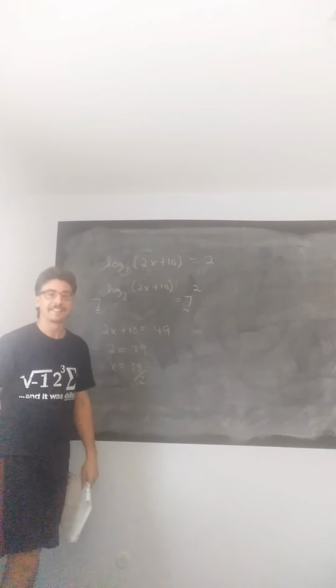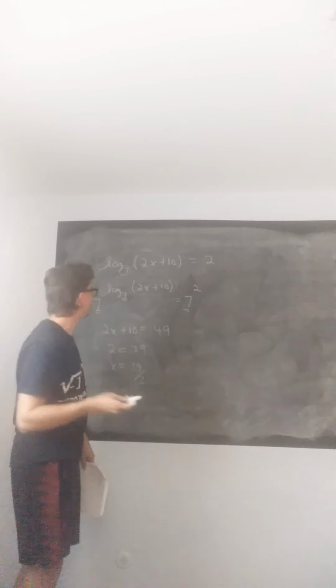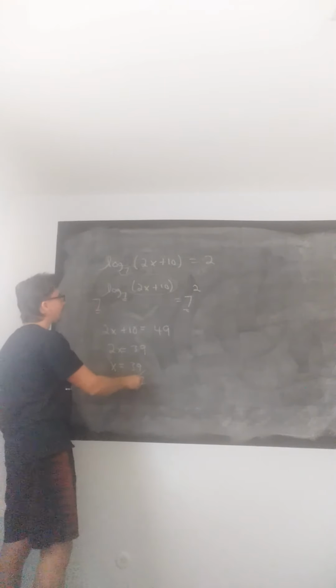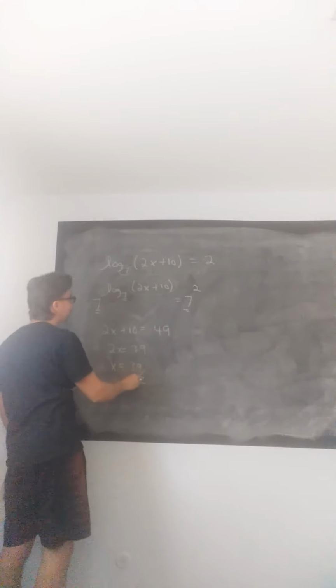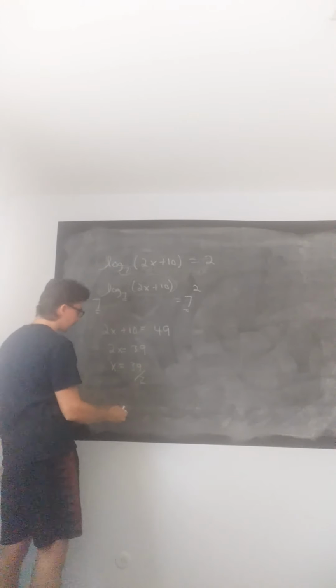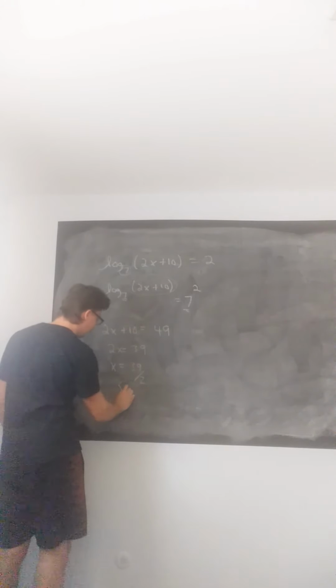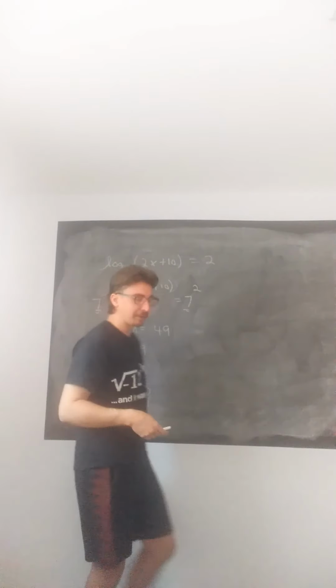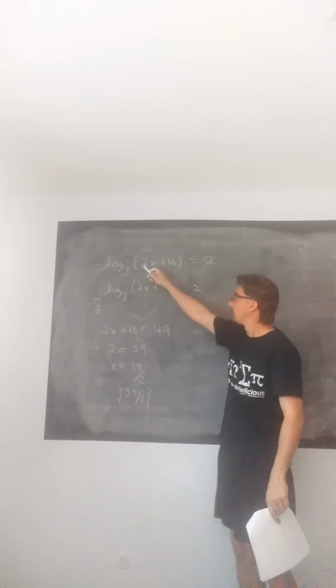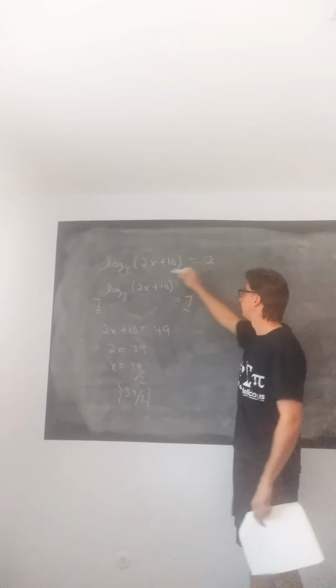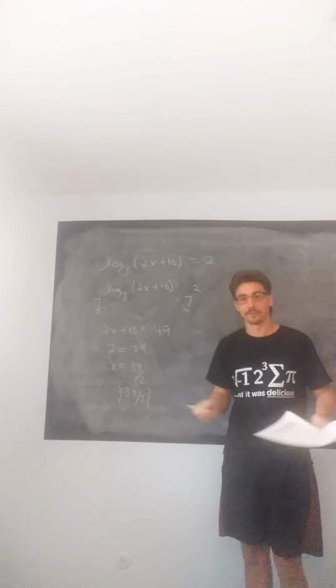Of course, anytime we have a log equation, we should check our answer to see if it works. So I'll leave the check to you, but it does work out. So this is correct, 39 halves. The check is a fairly easy one. I think you'll see here, this will become 49. 7 squared does give you 49, so game over.